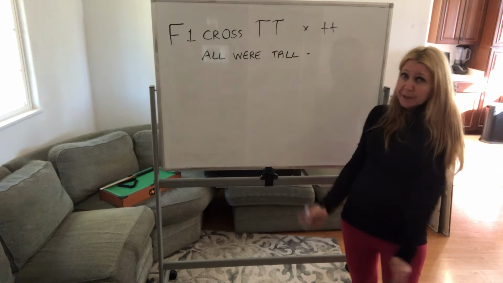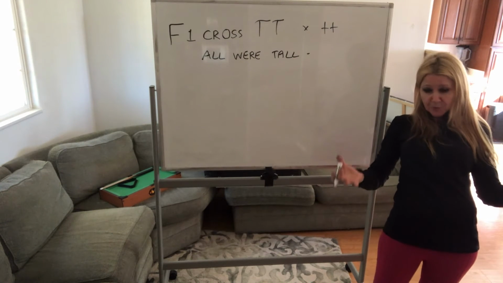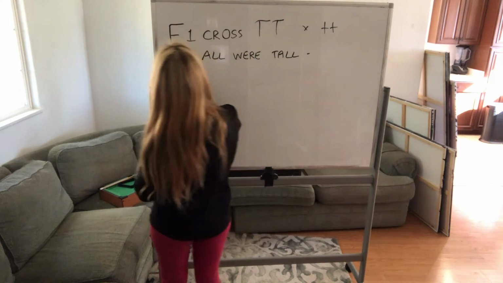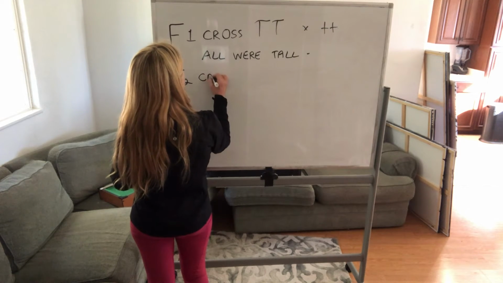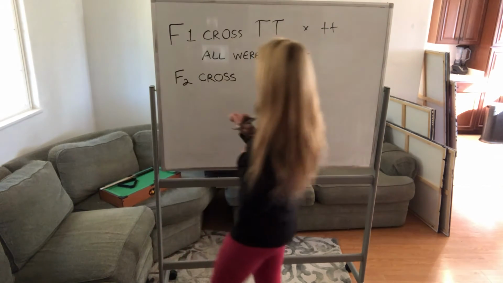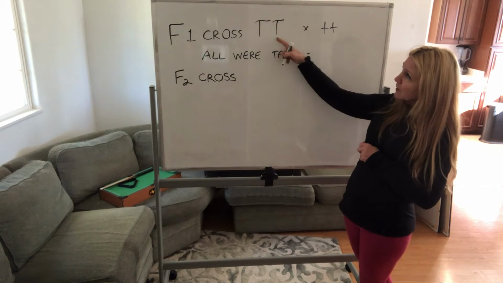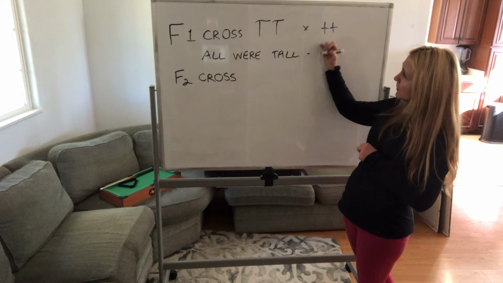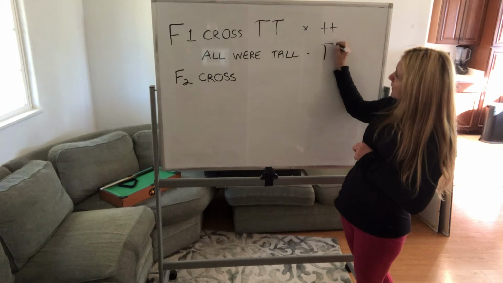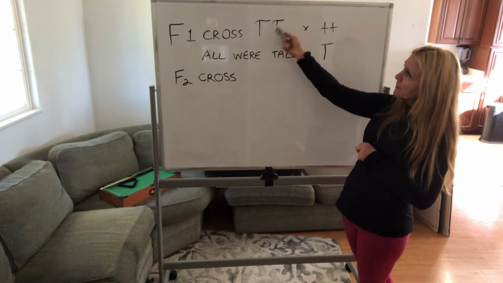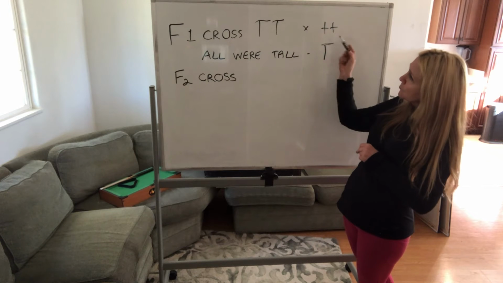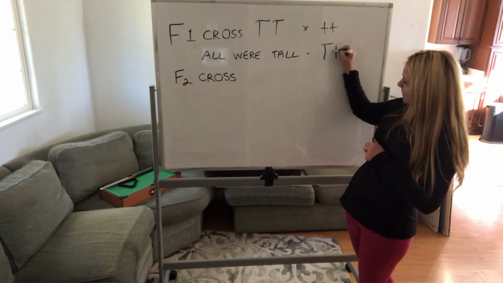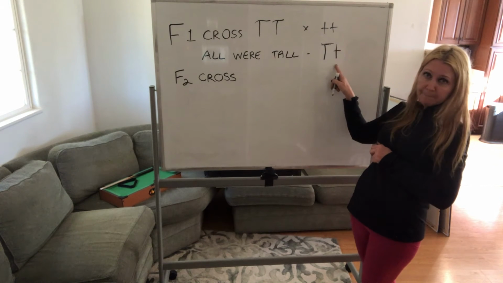And he took those offspring and crossed them. And he got something interesting. There's some short plants that showed up after the cross. So F2 cross. So if you think about going back to the F1 cross, if you're crossing this times this, the only possible offspring are going to be big T, because let's say this is the mother, and this is the father. You have to get one from each. So this one only has big T to give, so that's what you have. This one only has little t, so that's what you have. So the offspring are going to be big T, little t.